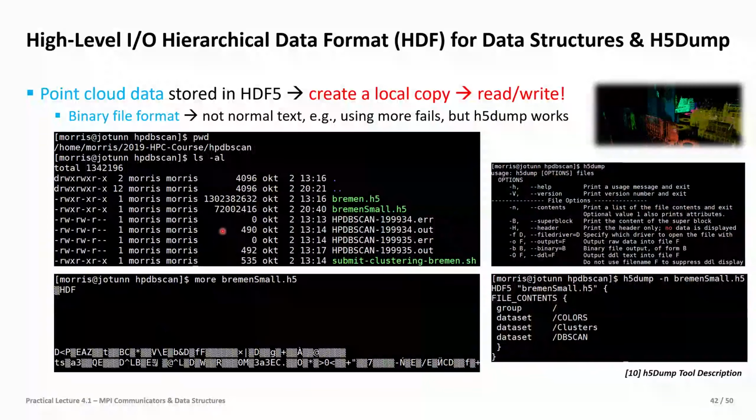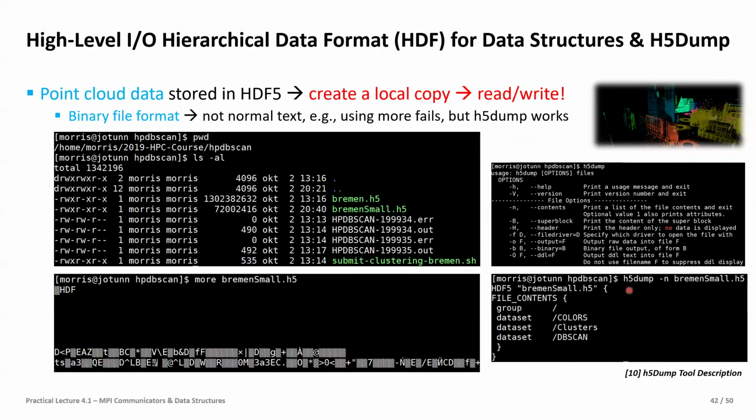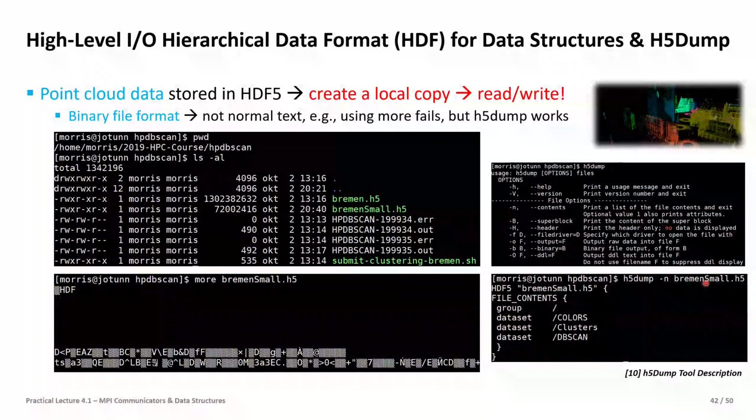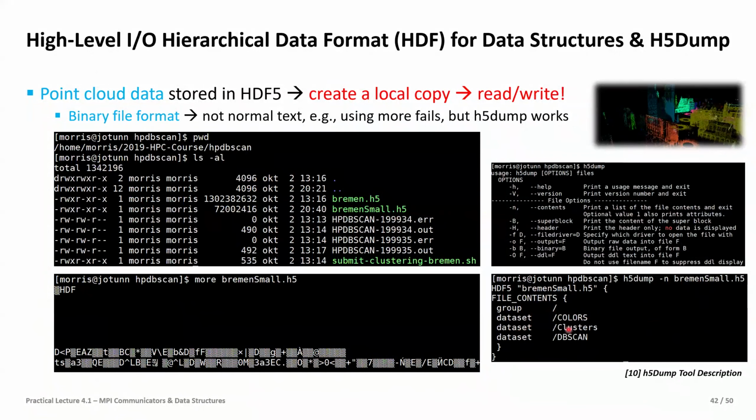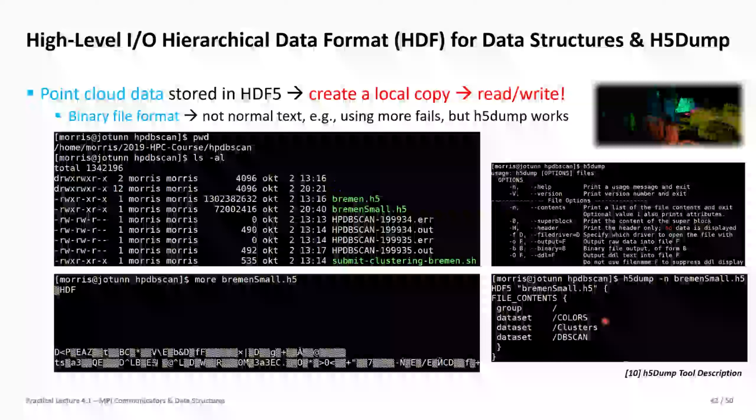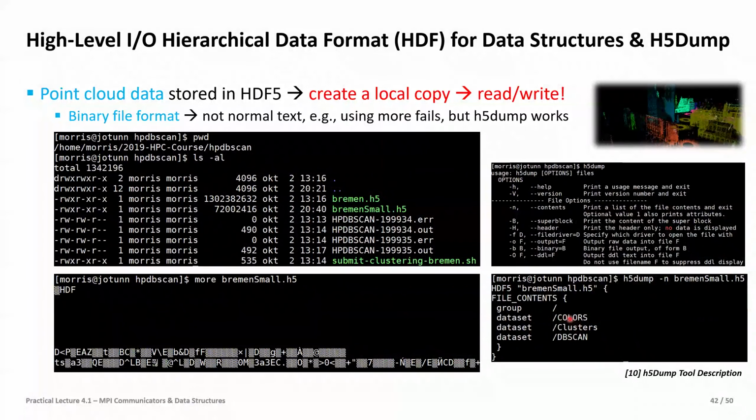So there need to be specific readers that actually look into these H5 files. And here's one example of the H5 dump that you can use, and when we use it with Bremen small, it can show you the clusters and the colors. From this information, we basically get the location of the data.